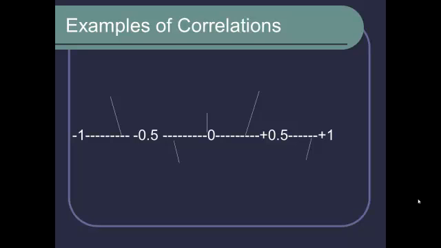So let's look at a couple of examples. Here we have our number scale going from a -1 to a +1 with 0 in the middle. And one example is the amount of time spent in traffic and good mood score. Those are correlated at approximately -0.6. -0.6 would indicate a fairly strong relationship because it's closer to -1 than 0. And the negative value tells us it's a negative relationship. The more time you spend in traffic, the less good mood score you have.